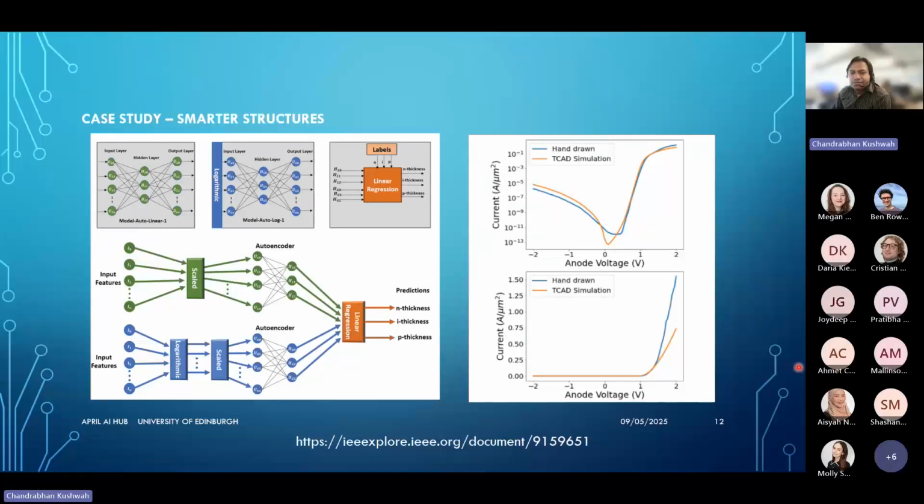So ultimately, the model combined with the autoencoder proves to be more robust and capable of learning the underlying device physics, making it a strong candidate for TCAD-augmented machine learning workflows in semiconductor design. So we could see how machine learning can be useful for designing a device from its characteristics.